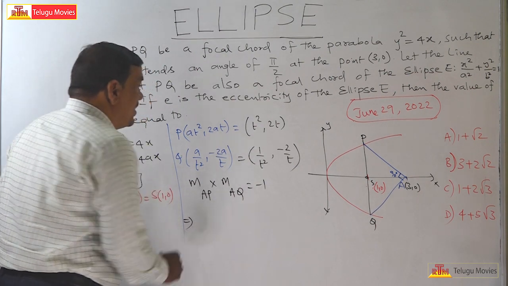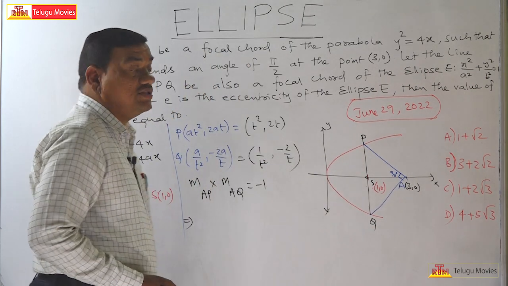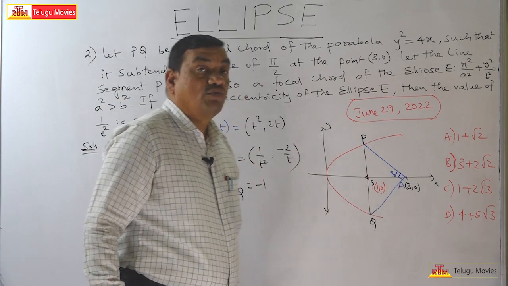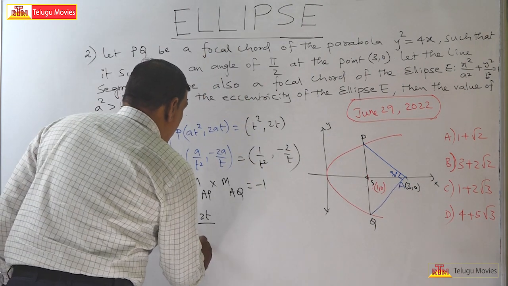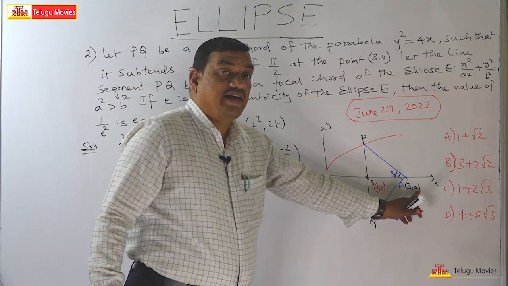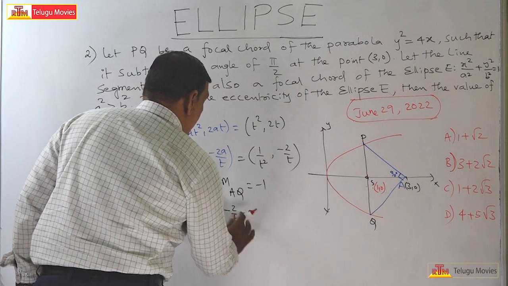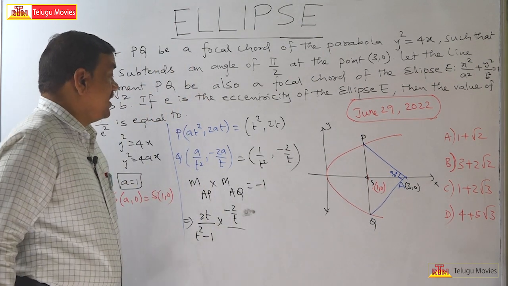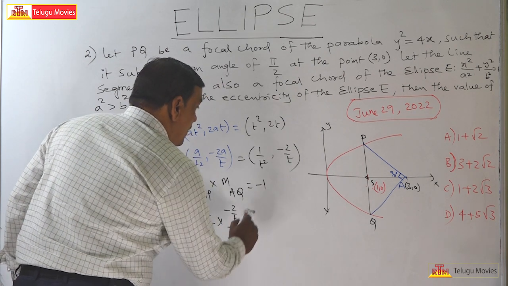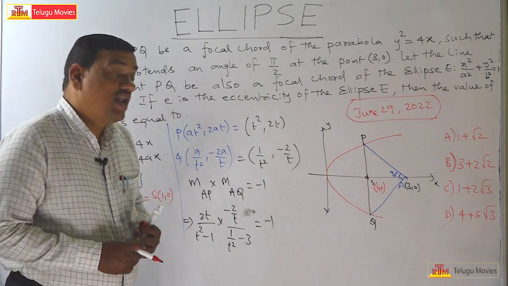We know that the slope of AP is (y2 - y1)/(x2 - x1), that is (2t - 0)/(t² - 3), so 2t/(t² - 3). For AQ, y2 - y1 is -2/t - 0, that is -2/t, divided by x2 - x1, that is 1/t² - 3. Their product is equal to -1. Now let us calculate the value of t here.